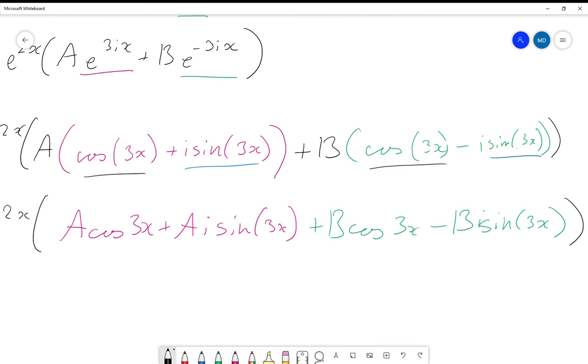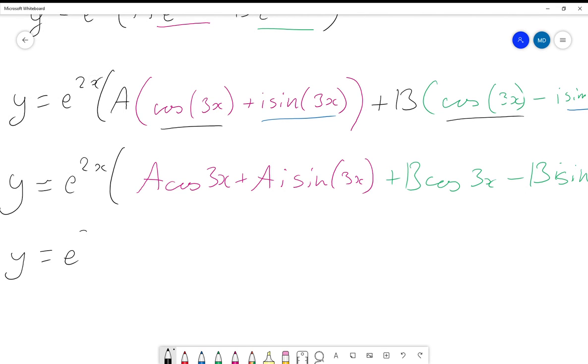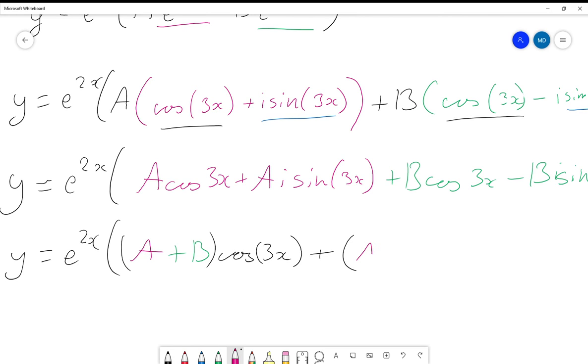And now I'm going to gather like terms in terms of cosine and sine, and so I'm going to end up with y is equal to e to the 2x lots of a plus b lots of cosine of 3x plus, oh wait, let's be careful here. No, that's right, that's entirely right, sorry. Plus ai minus bi of sine of 3x.